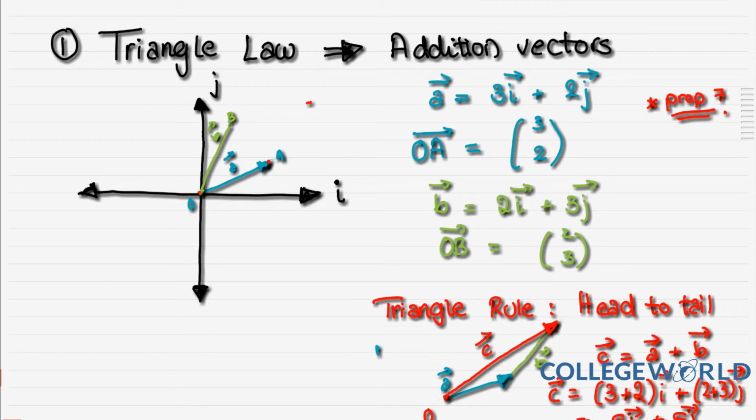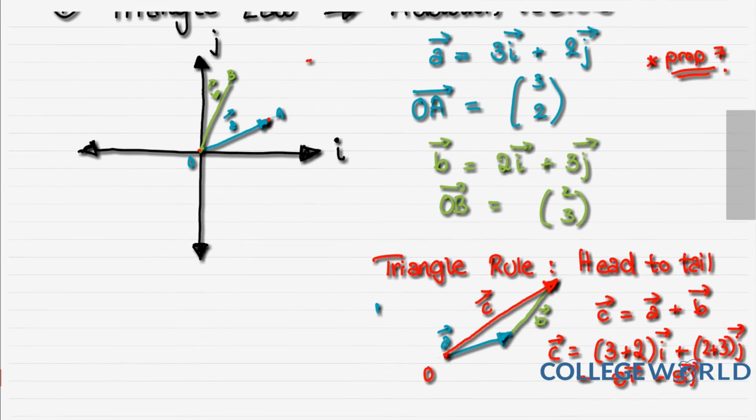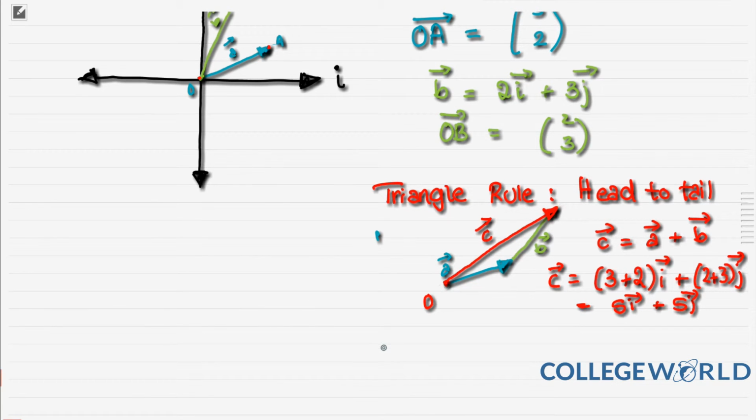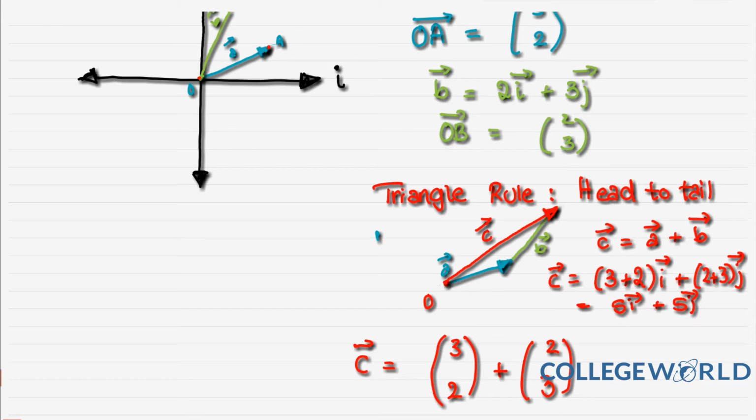If we want to write it, we have vector c equals vector a, which is 3 here, 2 here, plus vector b, which is 2 here, 3 here. What you do is that you add this to this, and you add this to this, which is going to give you the result here, which is 5, 5. So this is actually what your vector c is about. It's 5 units to the right and 5 units to the top. And by this you know how to add vectors and you know what a triangle rule is.